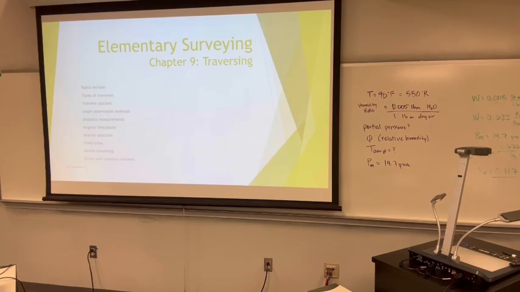So the importance of measuring these angles, it gets into chapter 9, traversing. The topics covered in this chapter are types of traverse stations, angle observation methods, which we kind of talked about, distance measurements, angular misclosure, station selection, field notes. We're not going to talk about radially traversing, and errors and common mistakes.